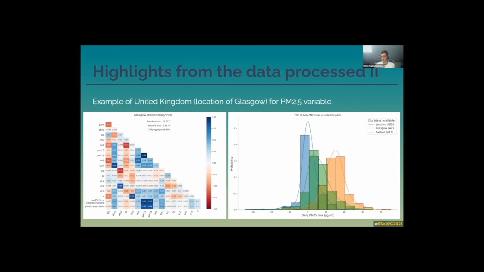On the other hand, in the right plot, we can see how this bias distribution changes by the location, even for the stations in the same country.